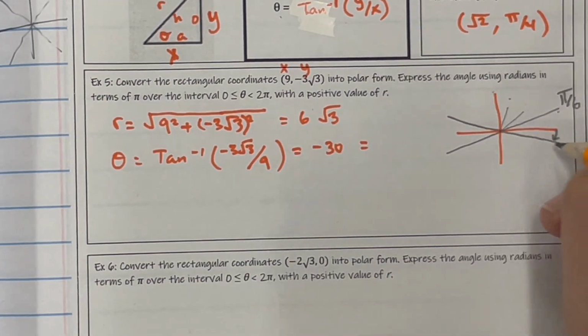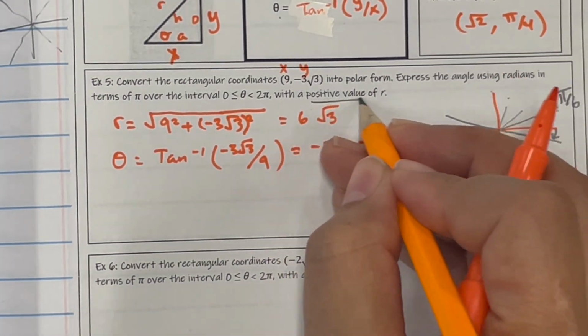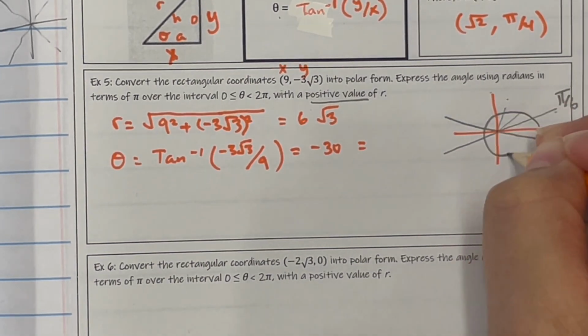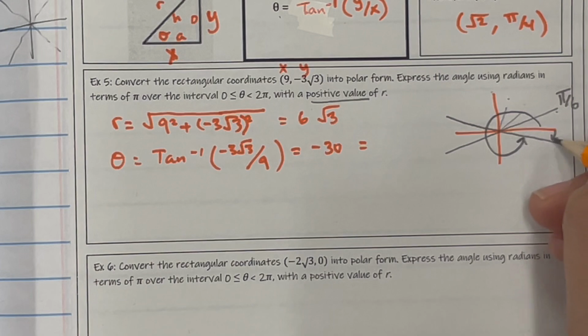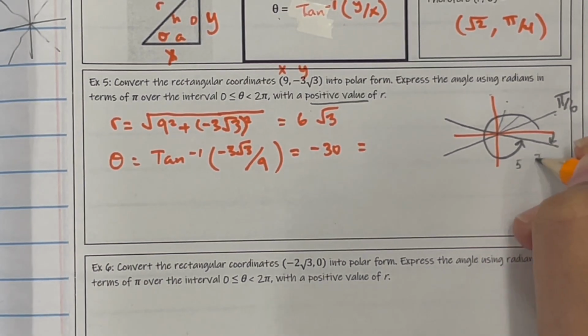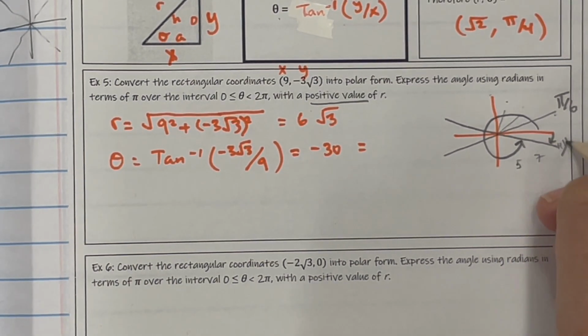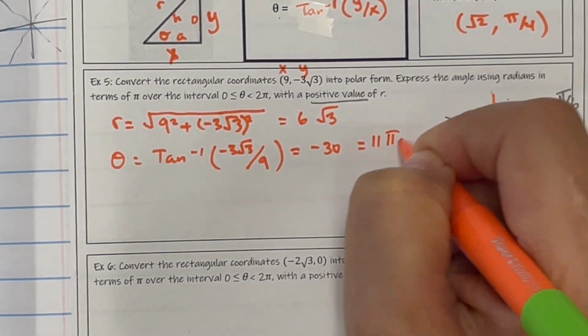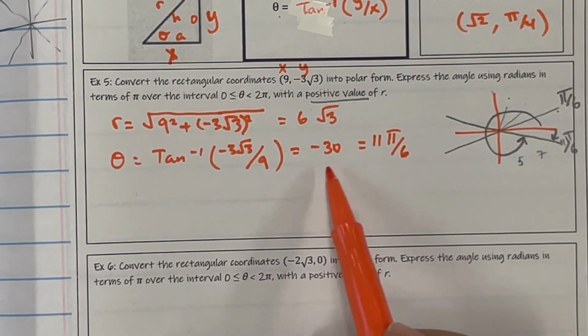So what's this one? Writing it in terms of a positive value, to get here I'm going to go all the way around like this to be positive, and to get into this quadrant, it's 11 pi over 6. So 11 pi over 6. It's the same thing as writing negative 30.